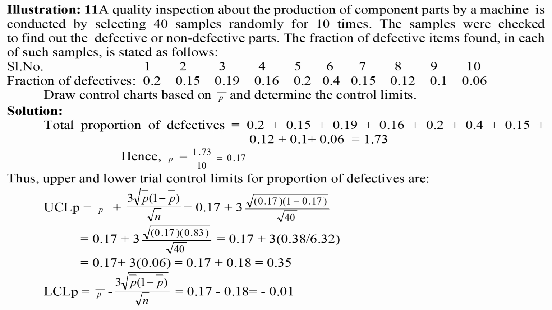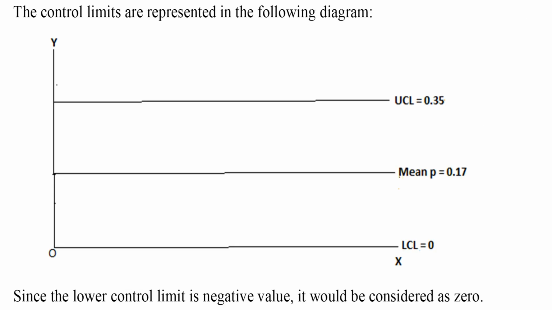Thus, upper and lower trial control limits for proportion of defectives are UCLP equals 0.17 plus 0.18 equals 0.35. LCLP equals 0.17 minus 0.18 equals minus 0.01. The control limits are represented in the following diagram. Since the lower control limit is a negative value, it would be considered as 0.